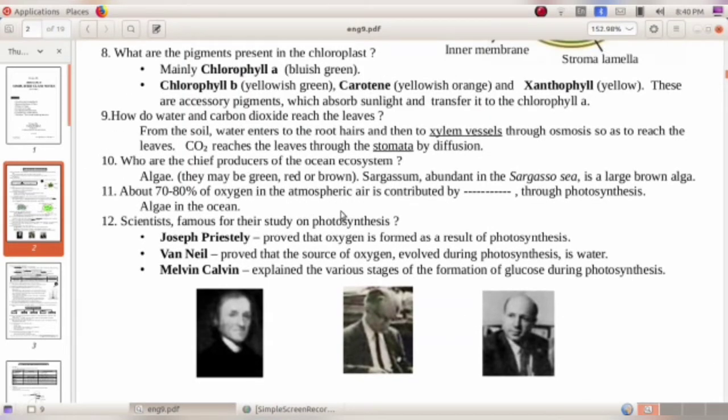Then we have different ecosystems. One of the most important ecosystems is the ocean. The chief producers in the ocean are algae. The sargassum, abundant in the Sargasso Sea, is an example of algae. It is a large brown alga.